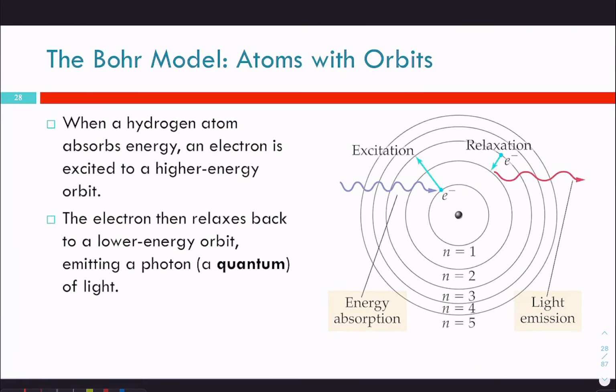So the Bohr model worked for hydrogen. When a hydrogen atom absorbs energy, we get an electron excited up to a higher energy orbit. As it relaxes back down, it emits a photon, remember, which is a packet of light, at a specific wavelength in proportion to the amount of energy that it took. So if it jumps up to 1 and then back down, you're going to get a longer wavelength light, lower energy light. So there's excitation and relaxation.